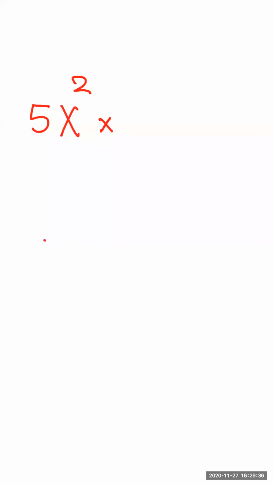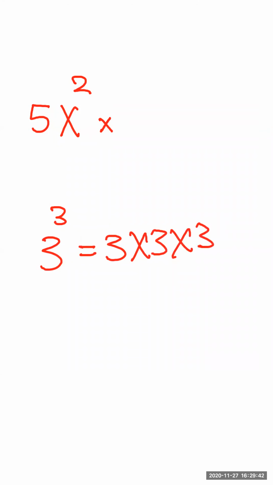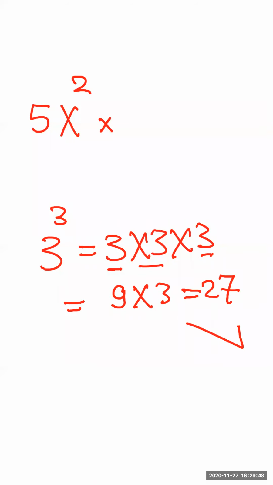Like this, 3 at the power of 3 equals 3 times 3 times 3. So 3 times 3 means 9, times one more 3 means 27. Okay?